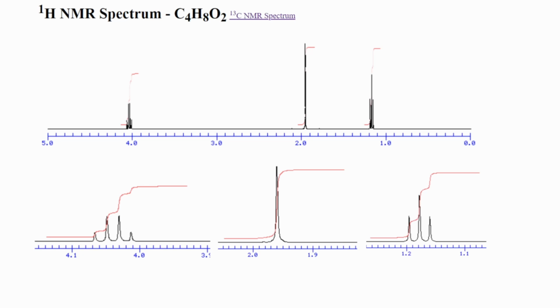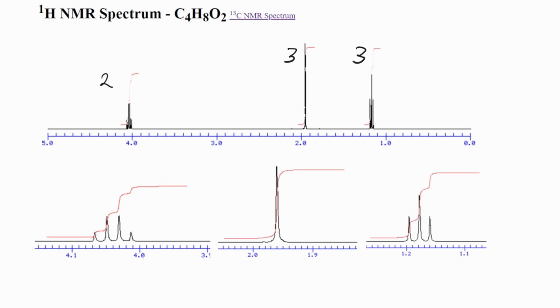We can see that the first integral is about 2/3 the height of the next two. We know that there is a total of 8 protons, so 2 plus 3 plus 3 is 8. So I'm comfortable saying that this peak here at 4.0 has an integral of 2, so there are 2 protons in that state. This one at 2 has an integral of 3, and this one at about 1.2 also has an integral of 3.